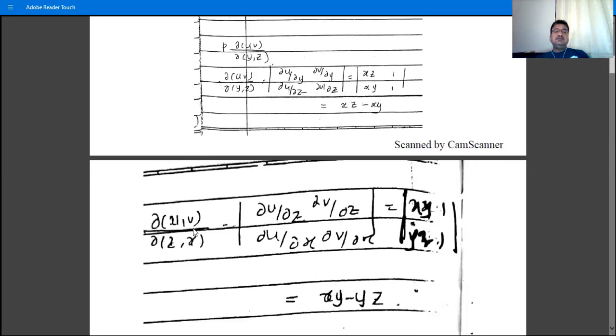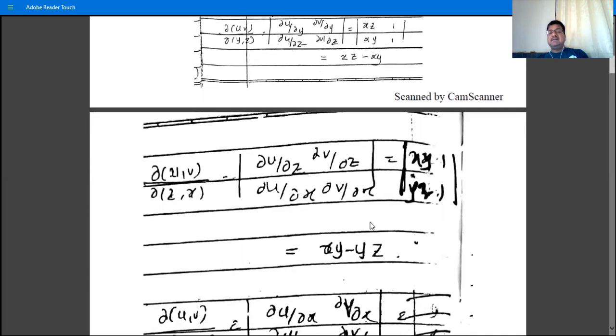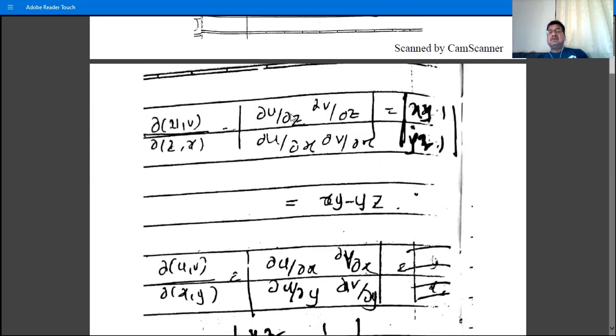Then what is the Jacobian ∂(u,v)/∂(z,x)? It is ∂u/∂z, ∂v/∂z, ∂u/∂x, ∂v/∂x. Either write this as a determinant or write ∂u/∂z, ∂u/∂x as the first row and ∂v/∂z, ∂v/∂x as the second row. We have the same answer, xy minus yz, because ∂u/∂z is xy, ∂v/∂z is 1, ∂u/∂x is yz, and ∂v/∂x is 1. So we have xy minus yz.